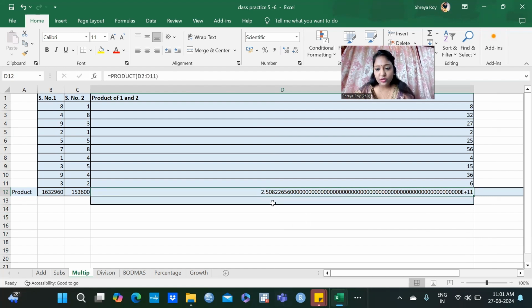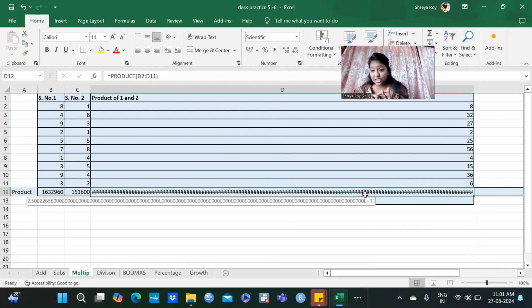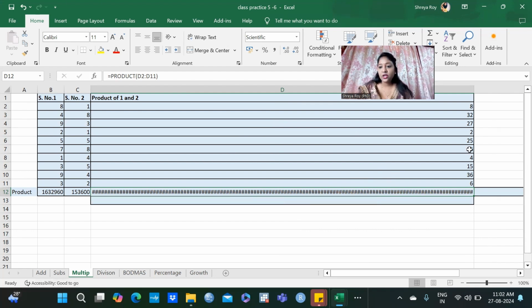So basically it's a huge number, okay? Just about it. If it is E plus, it means it's a positive huge number. E stands for exponential. So it's huge and it is not being visible. Whenever the number shows hashtags, it means that the cell width isn't enough for you to display the number.